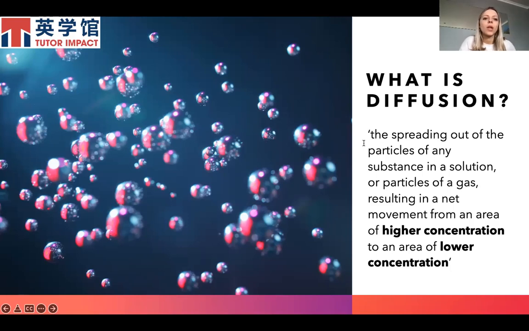out. And when many particles are close together, they collide with each other more and more often, which results in them moving around and becoming more mixed with other particles in the area. And this is a passive process because no energy is required.